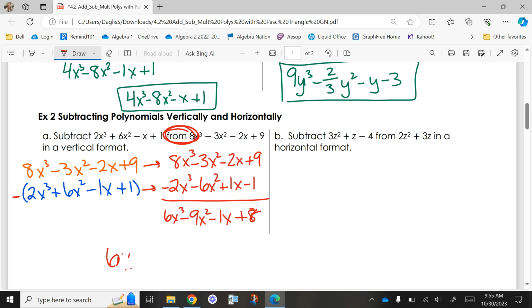So 6x cubed minus 9x squared minus x plus 8. Okay. So again, it's an old skill. It's just a new way of looking at it and organizing it.